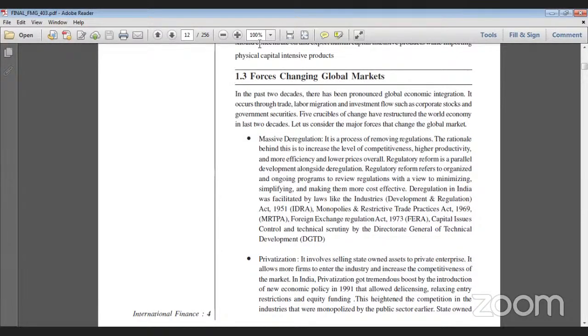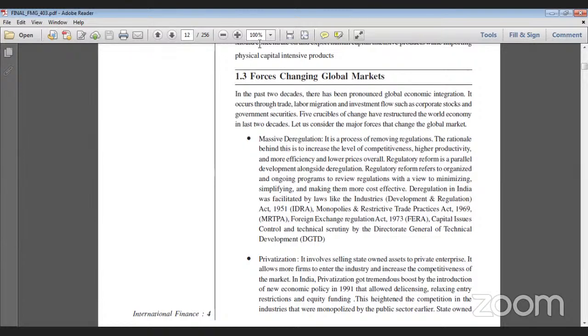Deregulation in India was facilitated by laws like the Industrial Development and Regulation Act (IDR), MRTPA, FERA, the Foreign Exchange Regulation Act, and DGTD, the Directorate General of Technical Development. The next term is privatization.